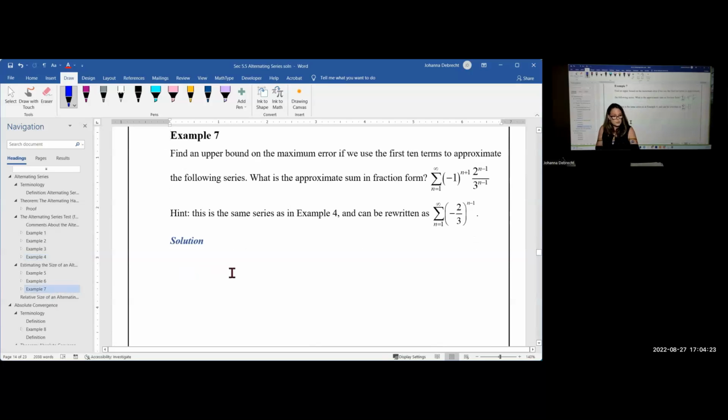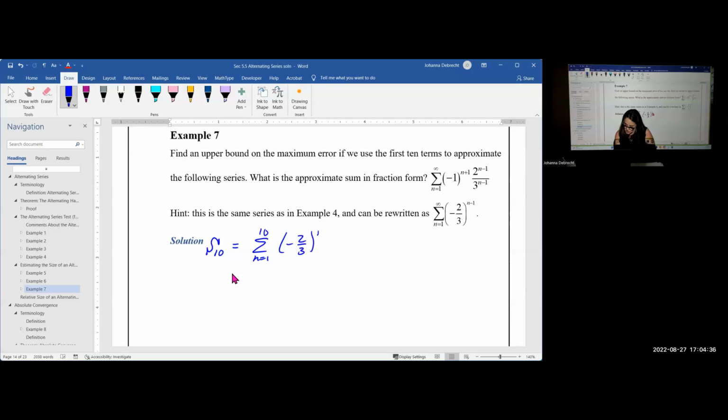So now what we want to do is take the first 10 terms. So we're looking at S10, which is the sum from n equals 1 to 10 of (-2/3)^(n-1). I'm using that rewritten form because it'll be a little bit simpler. This is not an infinite sum, so I can't use a first over 1 minus r. Do you remember the formula? You probably don't, so I'll write it down for you.